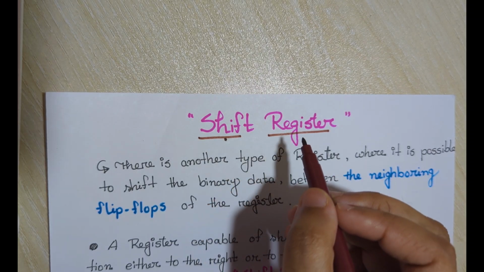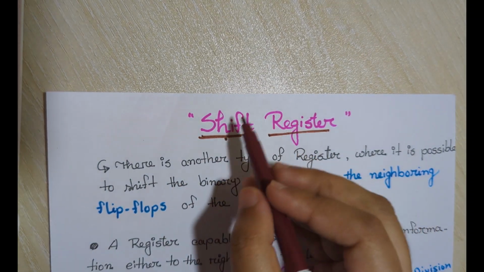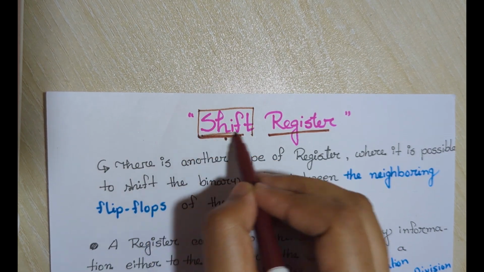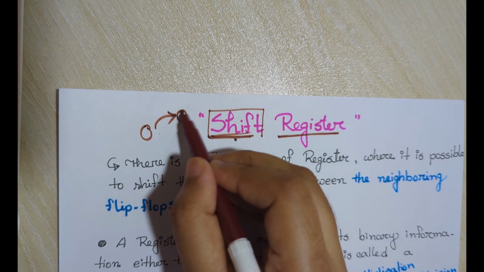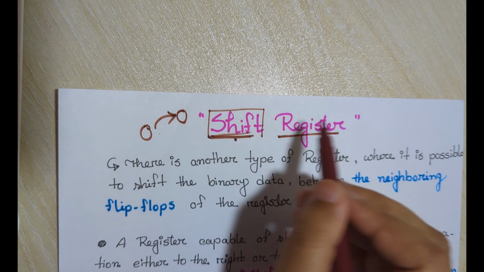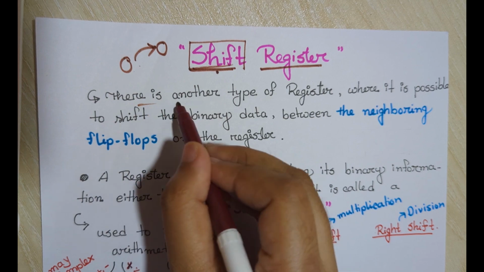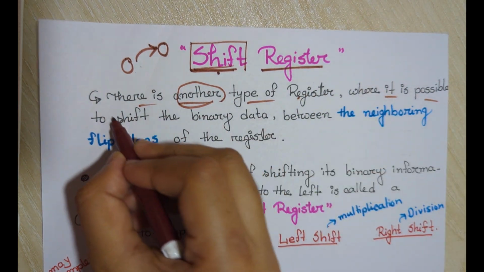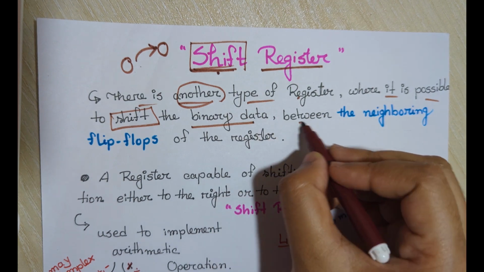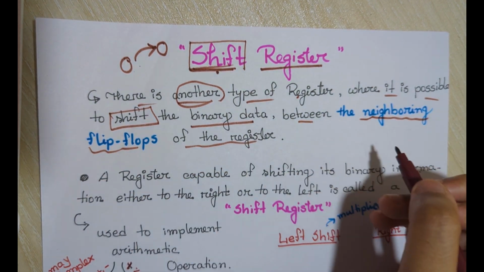We will learn about another kind of register, which is the shift register. From its name, you can understand that it performs the operation of shifting, which means it will shift from one to another. So this register will shift binary information. This is another kind of register where it is possible to shift the binary data between the neighboring flip-flops of the register. Which means there will be flip-flops.